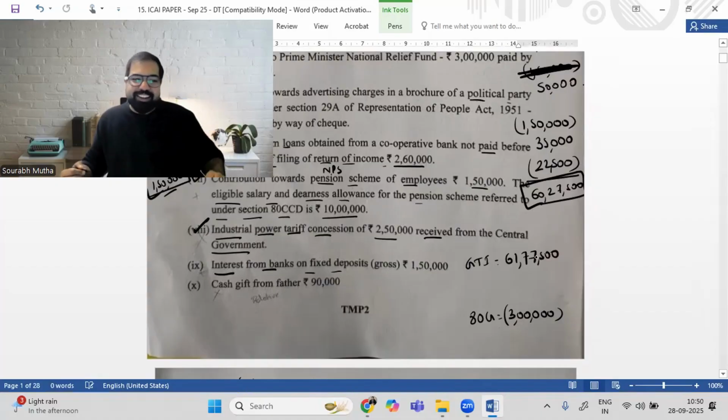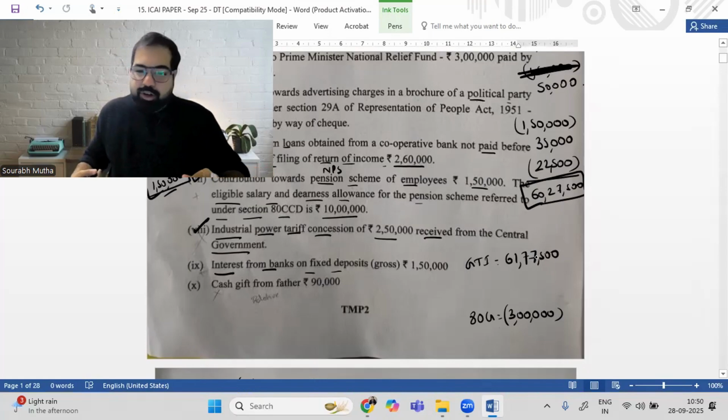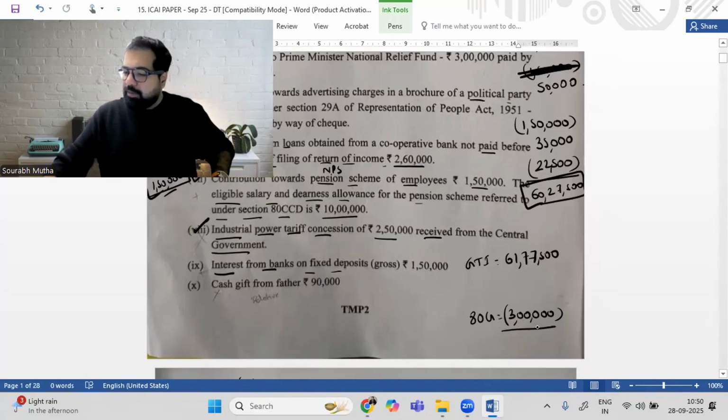Always check for three hidden deductions. 80TTA, not applicable. 80TTB, he is not older than 60, so not applicable. And 80GG is also not applicable. So I'll minus 3 lakh. This 3 lakh I'll minus. So I'm getting a number called 58 lakh 77,500.